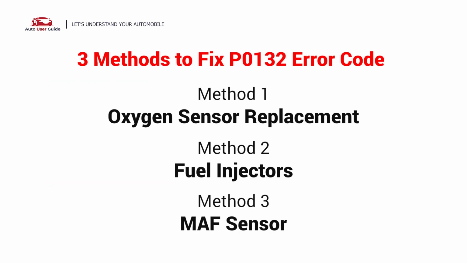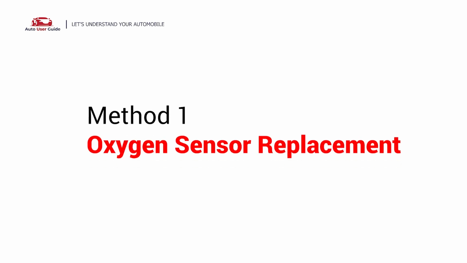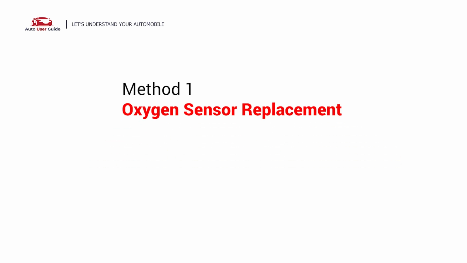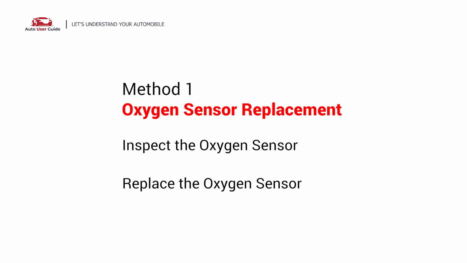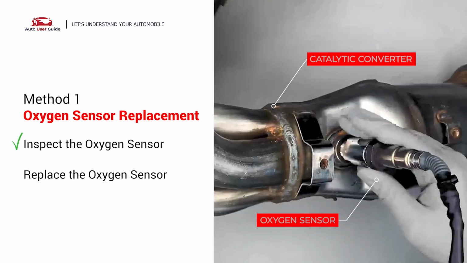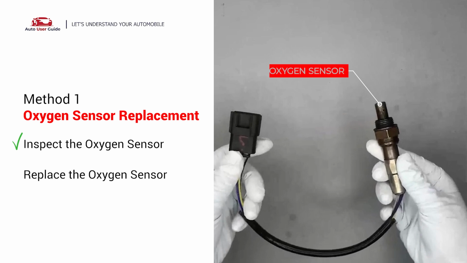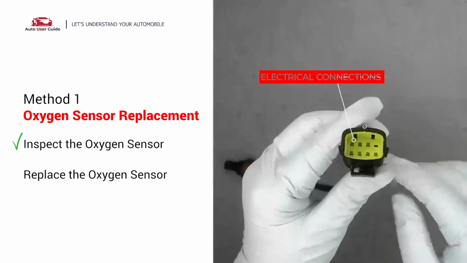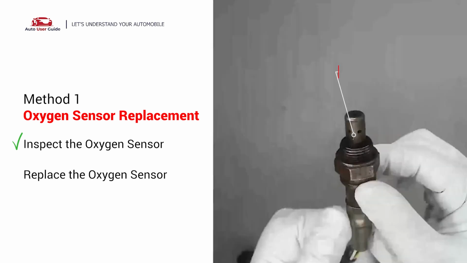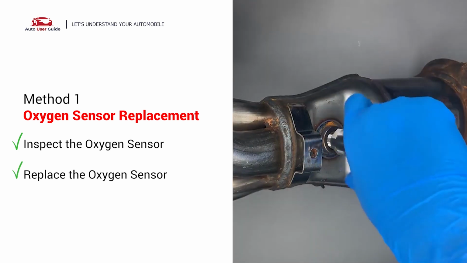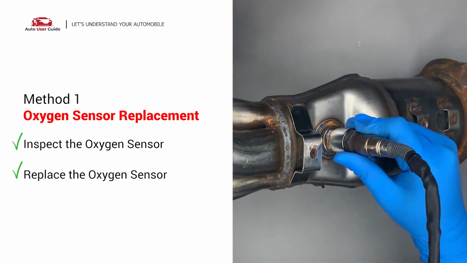Here are 3 simple DIY methods you can try to solve this problem. Oxygen sensor replacement. Carefully remove the oxygen sensor from the catalytic converter and visually check the oxygen sensor electrical connections, wire harness, and metal tabs for any damages. If damages are found, then replace the oxygen sensor.